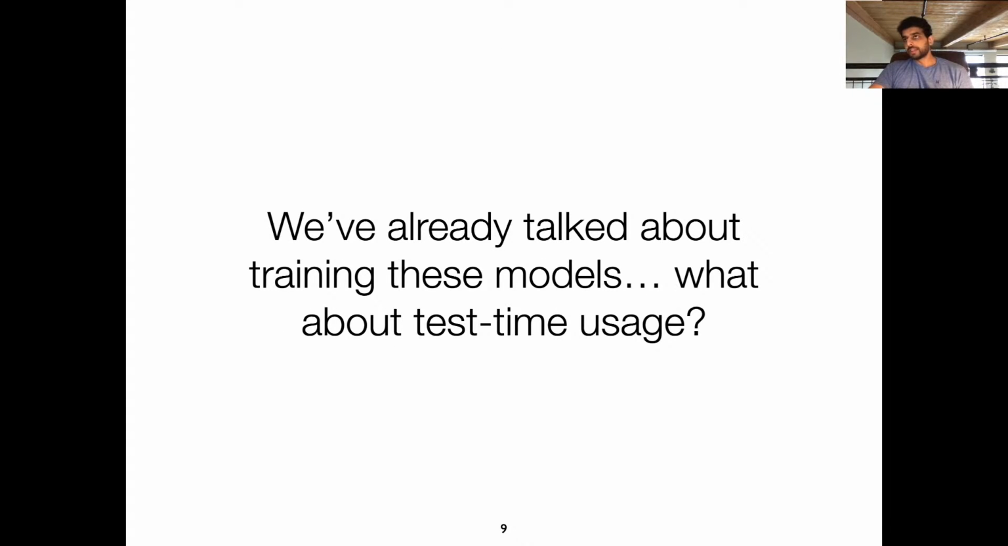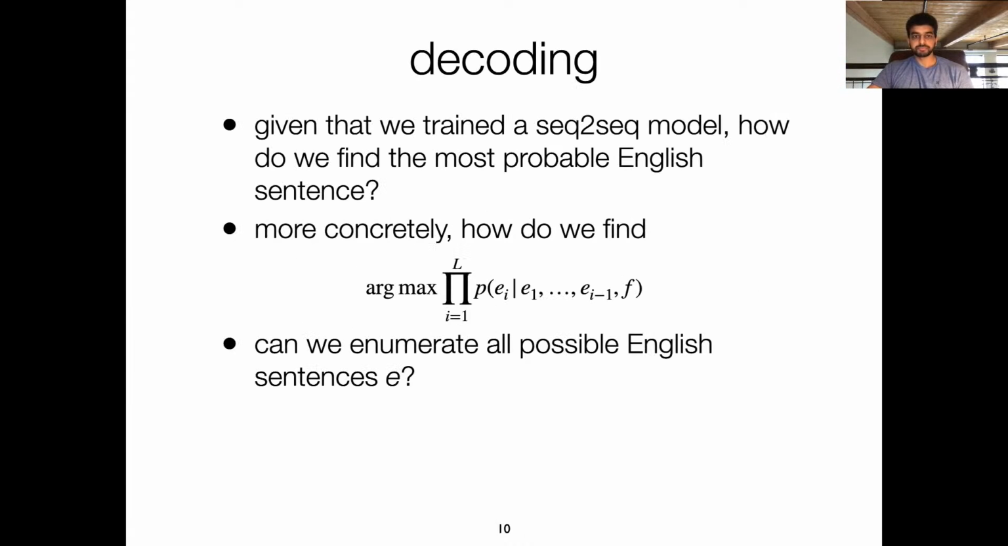So we've talked about training. Again, let's switch over to test time usage. So how do we actually get some text out of these models at test time that we can then design some metrics to evaluate them? This process is called decoding.